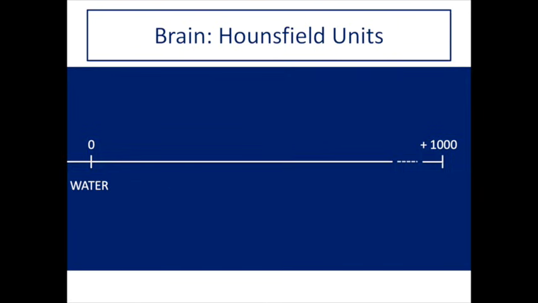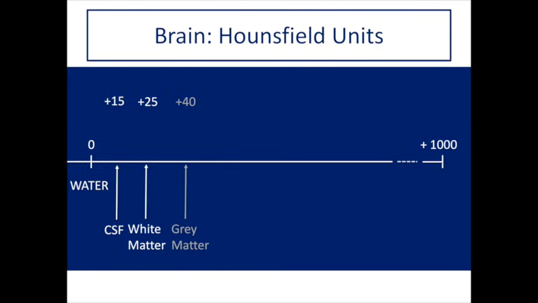The normal densities of these structures is important. CSF is low density. It's mainly water. It measures around 15 Hounsfield units. White matter measures approximately 25 Hounsfield units. Gray matter measures approximately 40 Hounsfield units. Knowing these actual numbers is not really that important. Instead, understand the basic principle here.